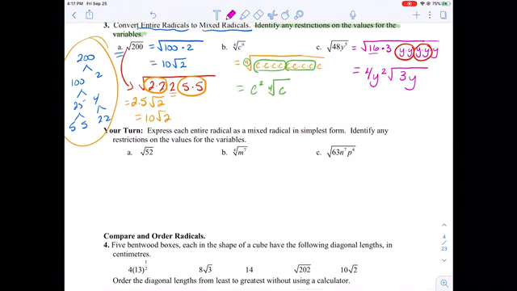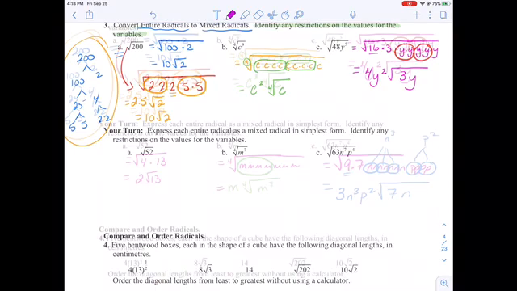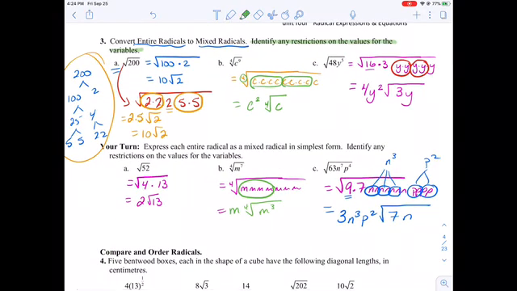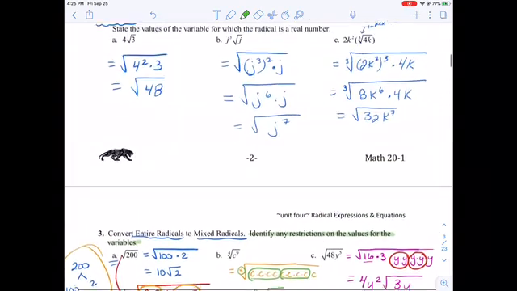Why don't you pause the video again and give your answers a try. Okay, so hopefully you got these same answers as me. Couple quick things. I just realized as I was doing this that I forgot to identify the restrictions on the last question, and I think there's even a question like that on the prior page. So we're just going to hop back there and do those restrictions.